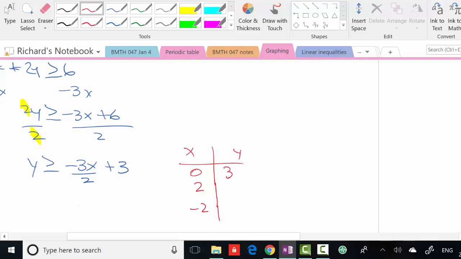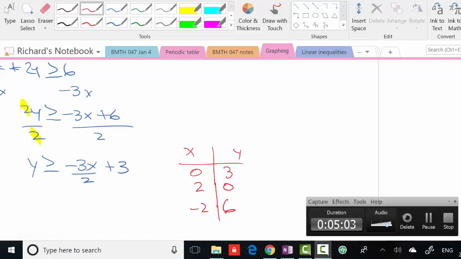When x is 2, minus 3 times 2 is minus 6. Minus 6 divided by 2 is minus 3. Minus 3 plus 3 is 0. When x is minus 2, minus 2 times minus 3 is plus 6. 6 divided by 2 is 3. 3 plus 3 is 6. Now I will graph these points.